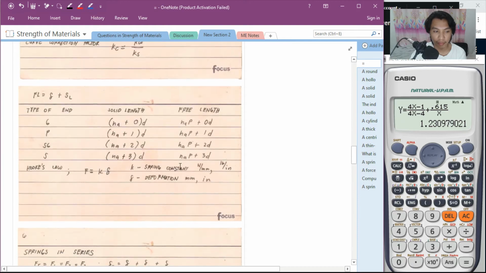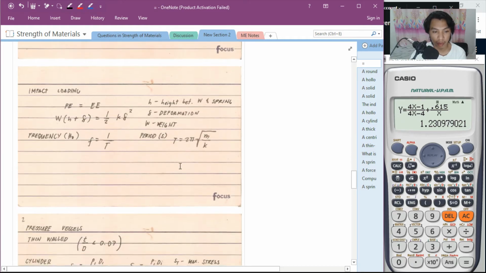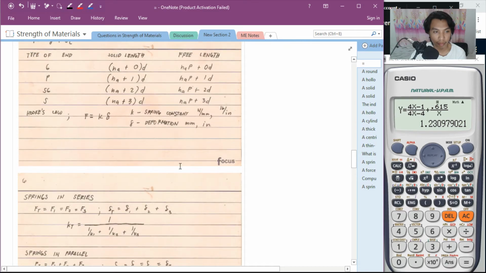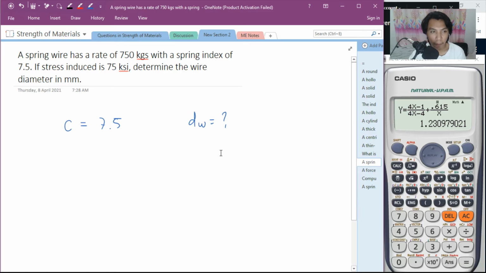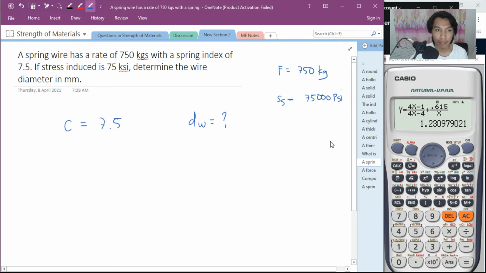What was given to you there is the load, the force. Right? The spring wire has a rate of 750 kilograms. So the force is 750 kg. Then, the induced stress is 75,000 psi. Okay, so that's how it is.